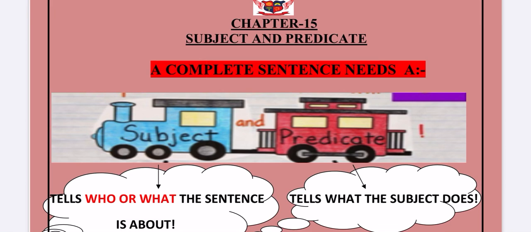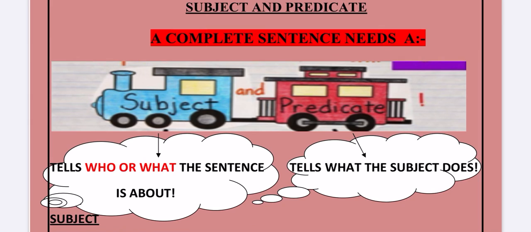Now let's learn what is subject and what is predicate. Subject. Subject is the naming part of the sentence. That is, it tells who or what the sentence is about. So it is the naming part. It answers who or what the sentence is about. And predicate tells us more about the subject. What is the subject doing? What is the subject, or what is the subject doing?